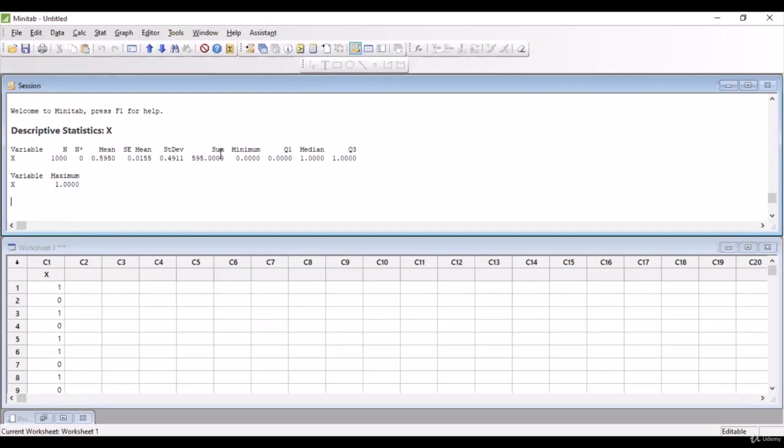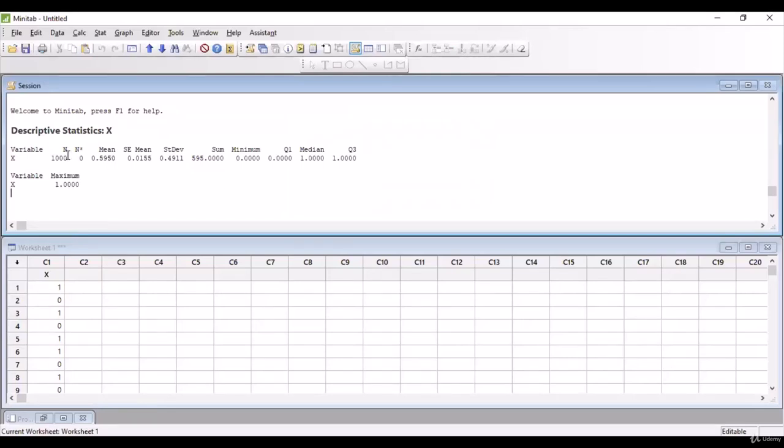What is my sum? The sum is 595. That means out of the 1000 tries that I made, 595 times heads appeared. Are you with me? What is the average? The average is the same: 0.595, because the average is nothing but this 595 divided by 1000. That is nothing but your 0.595.